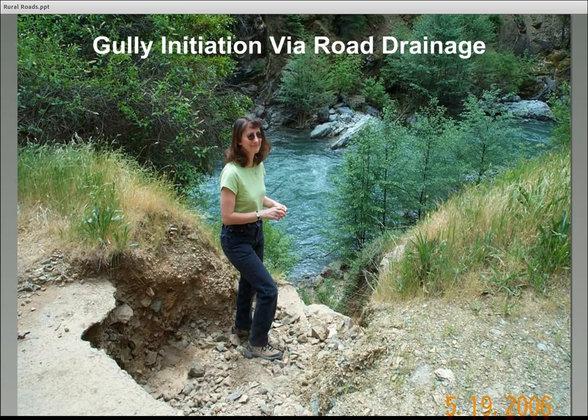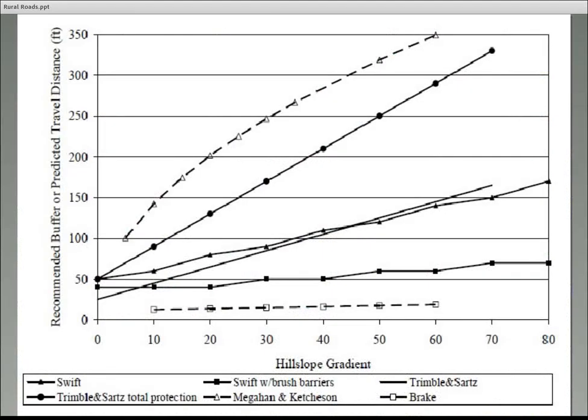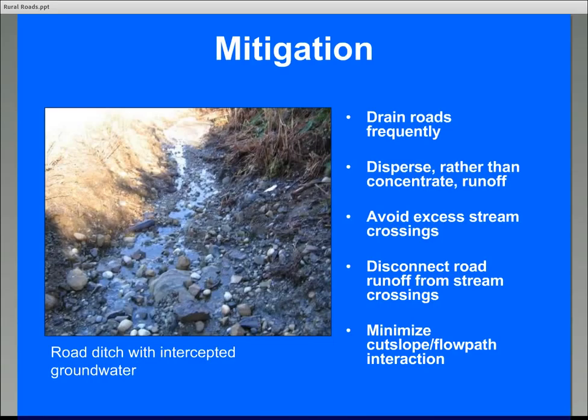Here's an example of a gully that's initiated by road runoff. This is taken about 150 feet above the stream, but that gully continues all the way down into Butte Creek, which is actually below. It's a salmon-bearing stream.